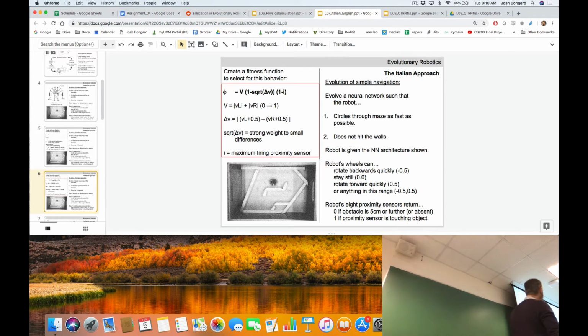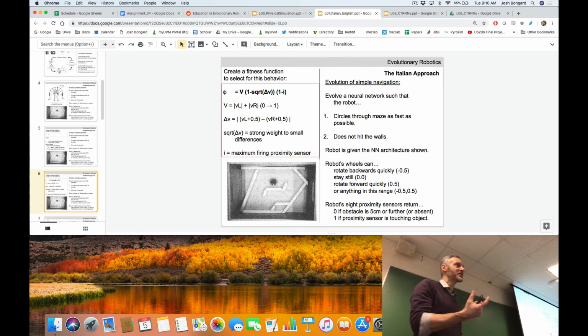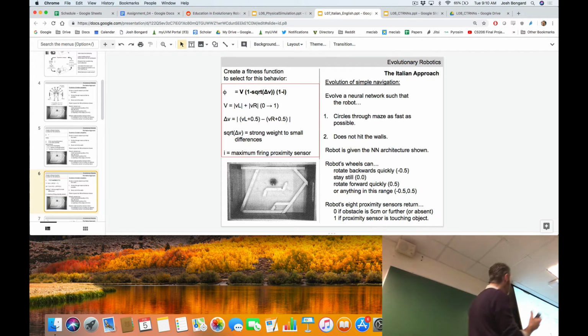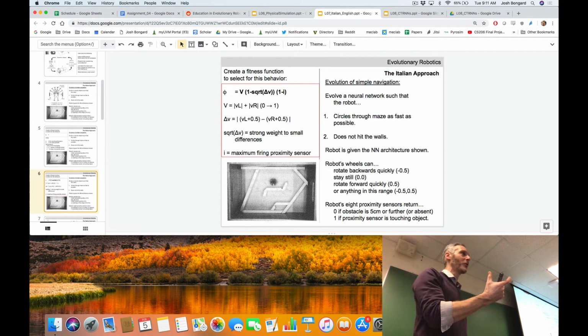So we're going to multiply that by delta V, and as the name of this term implies, delta V is going to be 0 when it's traveling forward or back, and 1 if it's turning in place. But we want to try and maximize this function. So we're going to take 1 minus delta V, and then they built in one additional element here, which is the square root of delta V.